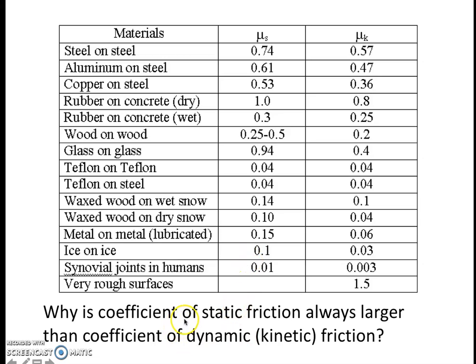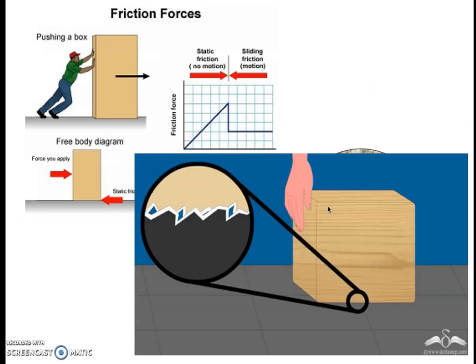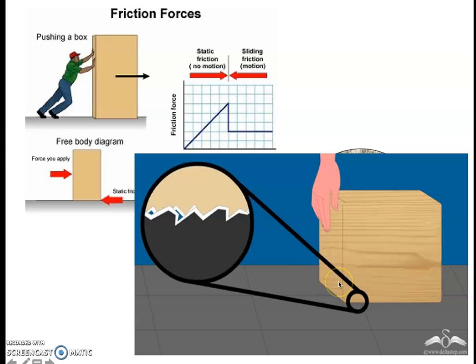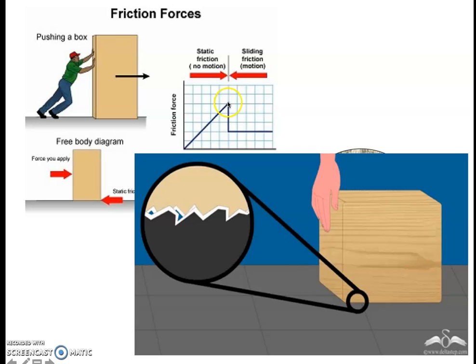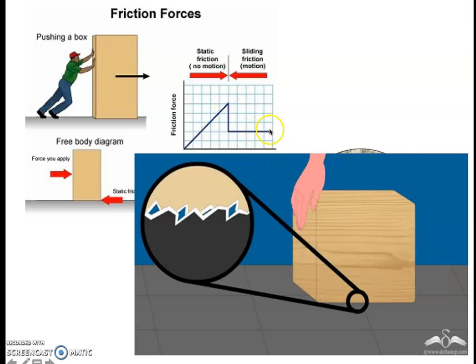Why is the coefficient of static friction always larger than the coefficient of dynamic friction? You notice on the table that is the case. Some objects have a really high coefficient of friction, like rubber on concrete, and you notice that the kinetic friction is a little bit lower, and that's true of all of these different surface combinations. That's because of the interaction between the surfaces in the GIF that I showed you before. The maximum static friction is always going to be larger than the kinetic friction.